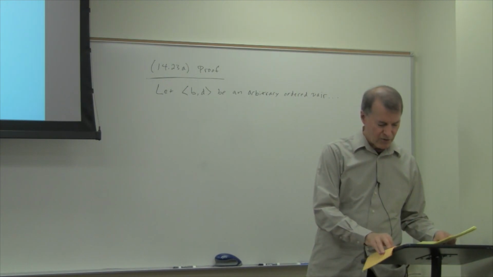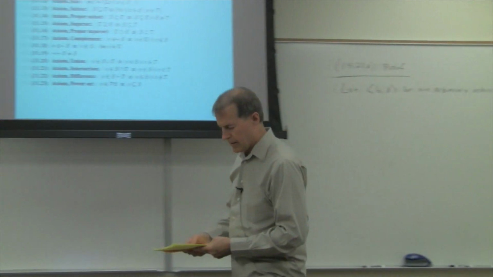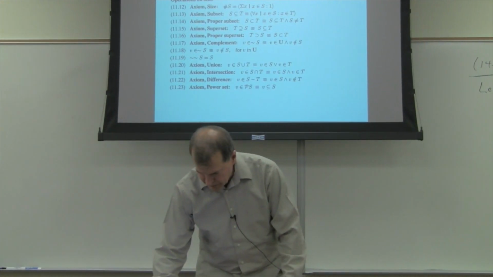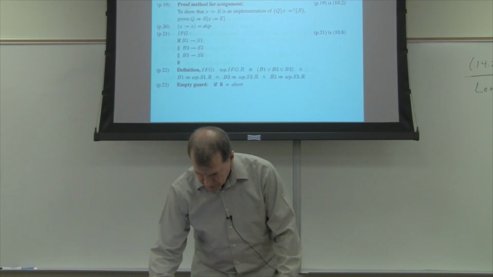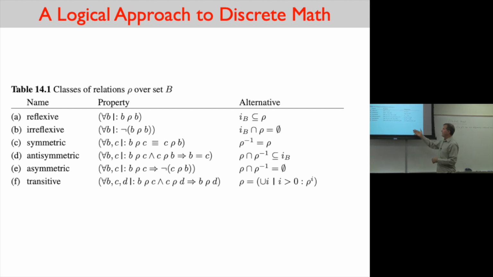Today, then, we are going to do a big topic. Here's what we're doing. We are doing properties, or classes of relations. Now, I have something to say about table 14.1. So let's take a look at table 14.1 in your equation sheet. Here we have A, B, C, D, E, F. We have 6 different definitions.